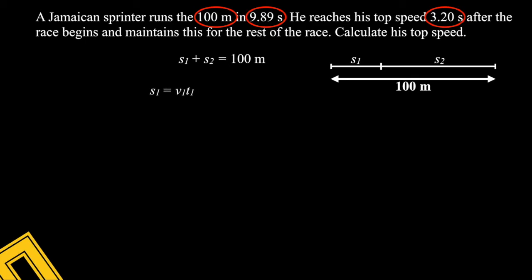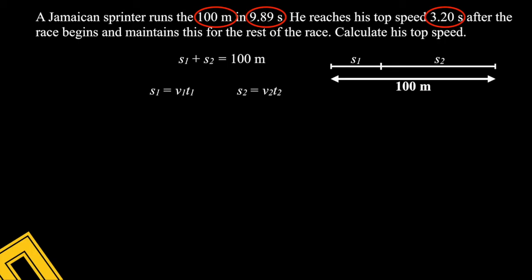So what I want to do is find expressions for S1 and S2. S1 is that velocity we don't know, because we're going to have to get an average value for that velocity, V1, because it's changing, and we know the time that it took him to do that. S2 will be that maximum velocity times T2.